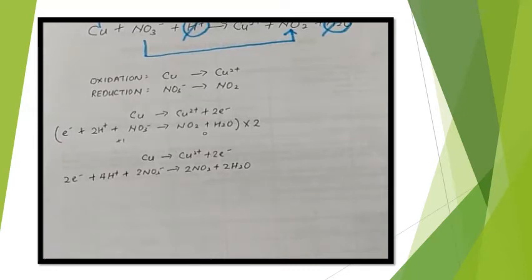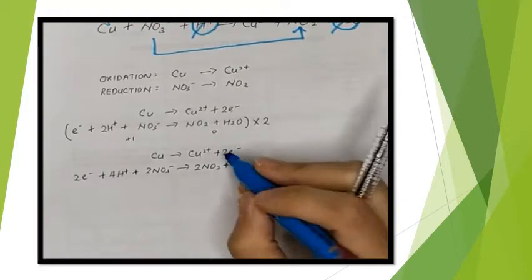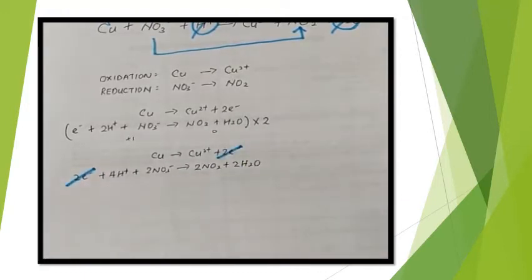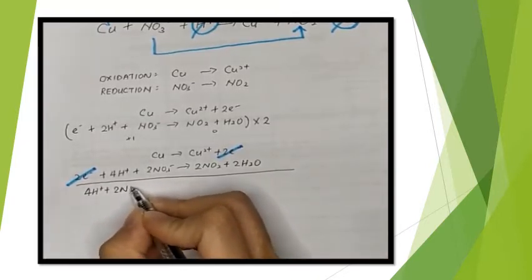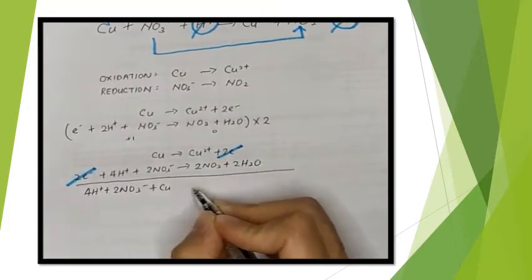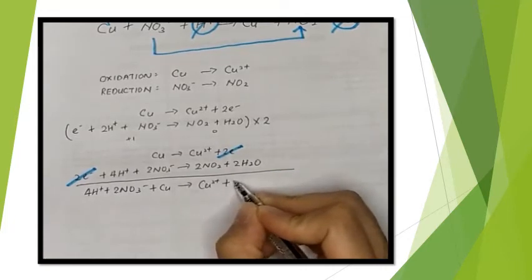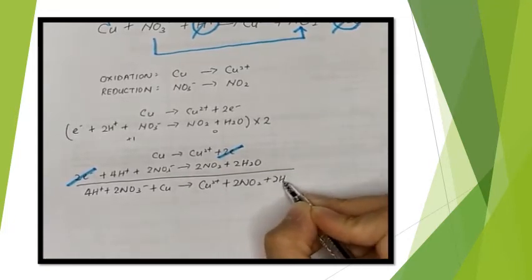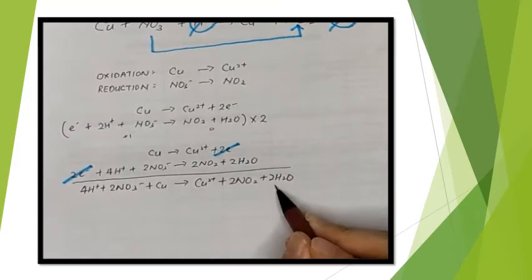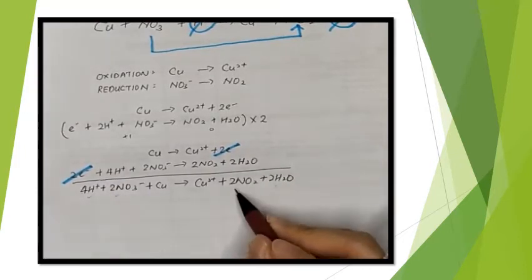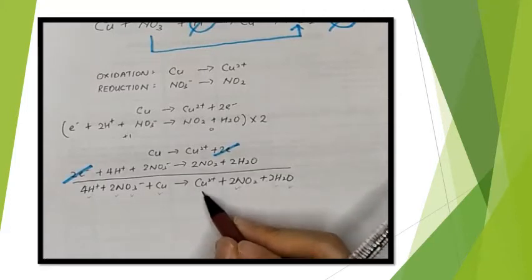Okay, now for the next step, I need to sum up both equations. Here is the similar one, 2 electrons and 2 electrons cancel off. Okay, now I sum up. So here 4H plus, 2 NO3 negative plus Cu, and then form Cu2 plus, 2 NO2 plus 2 H2O. Now we check. For hydrogen, yes. Here 2 nitrogen, here 2 nitrogen, and then 6 oxygen. So here 4 plus 2, yes, 6 oxygen. Cu, yes.